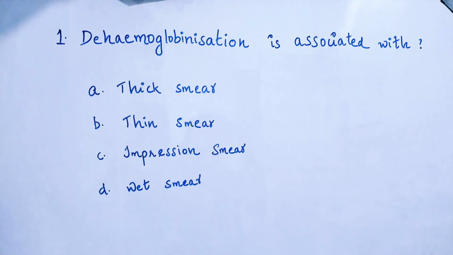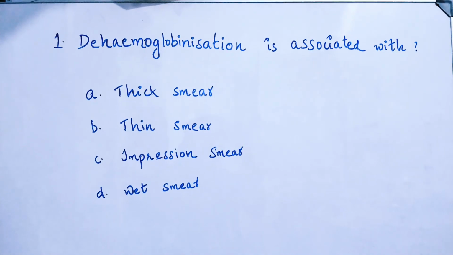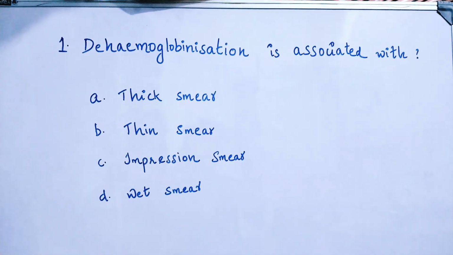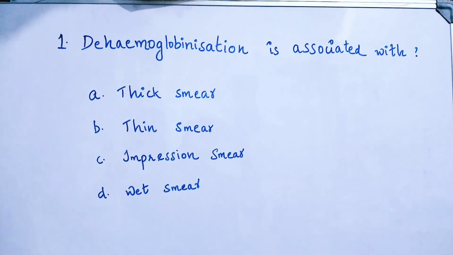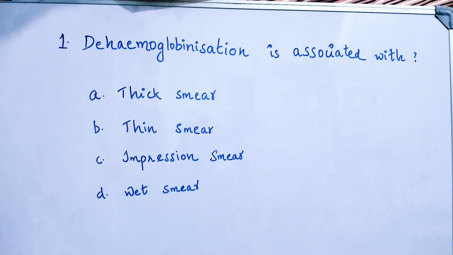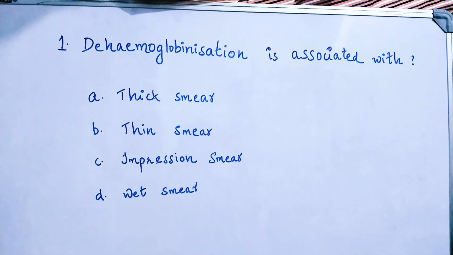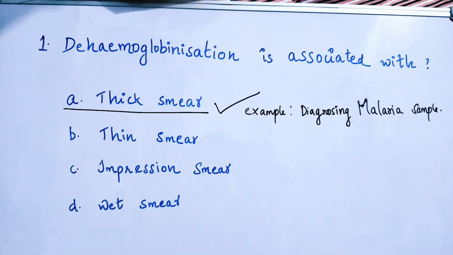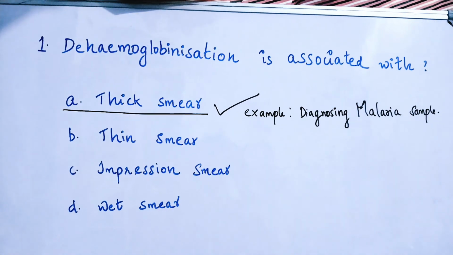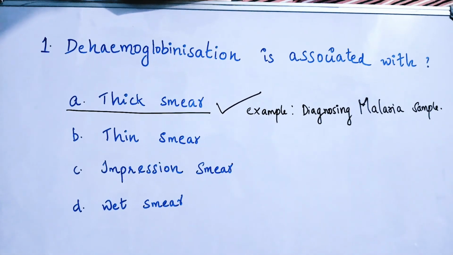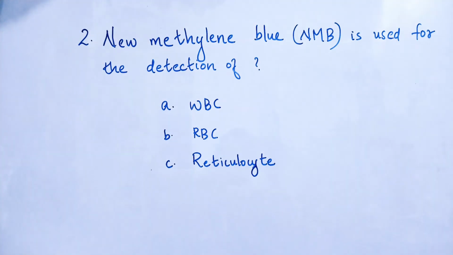Question number 1. Dehemoglobinization is associated with option A, thick smear, option B, thin smear, option C, impression smear, option D, wet smear. The right answer is option A, thick smear. Dehemoglobinization is done for thick smear and it is used for mass detection programs of malaria and filaria.